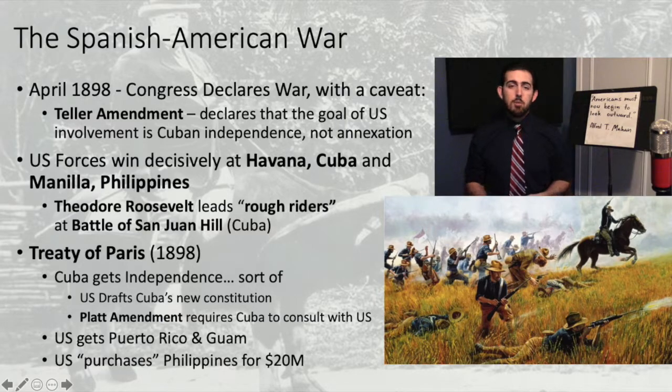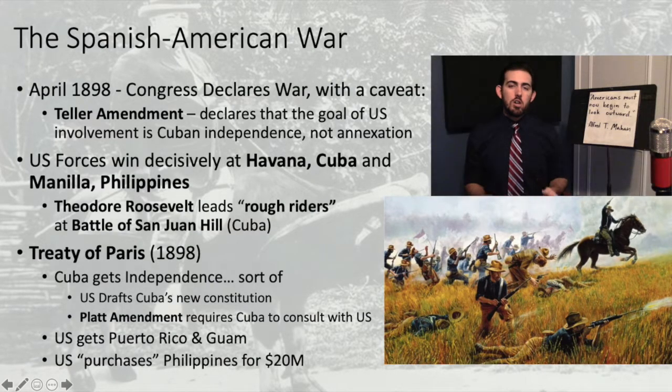In keeping with the Teller Amendment, Cuba received independence from Spain. However, we should note that the word independence is used here loosely. The United States was largely responsible for crafting the new Cuban Constitution, which included a provision known as the Platt Amendment. The Platt Amendment required Cuba to consult with the United States on a number of matters, thereby creating an unequal relationship between the two countries and giving the U.S. a mechanism for controlling affairs on the island. Cuba was independent, but perhaps in name only.